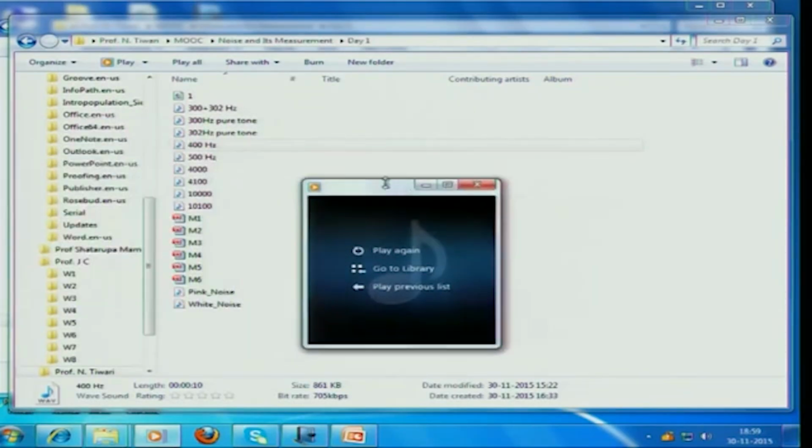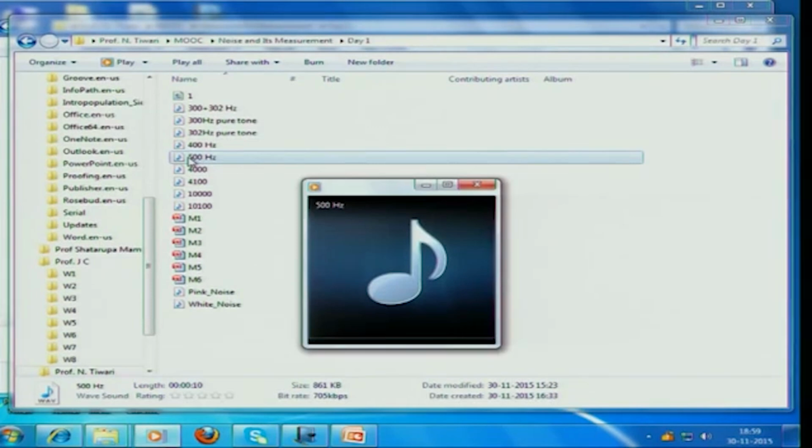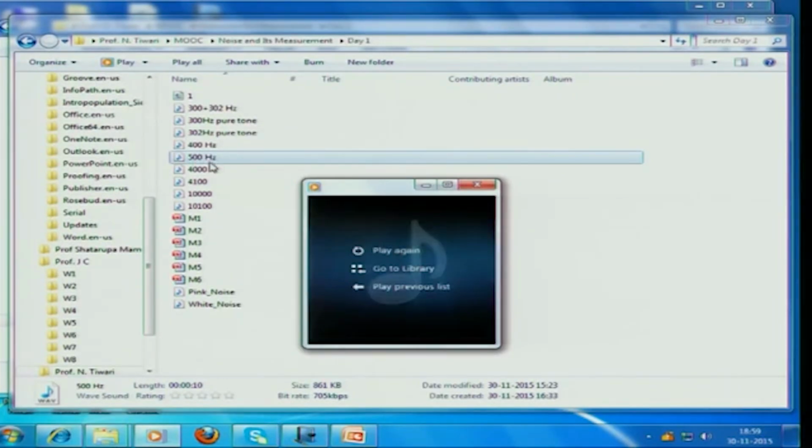And this is the 500 hertz tone. So it's clearly different. And the difference between these two tones is 100 hertz, and the base frequency is 400 hertz.